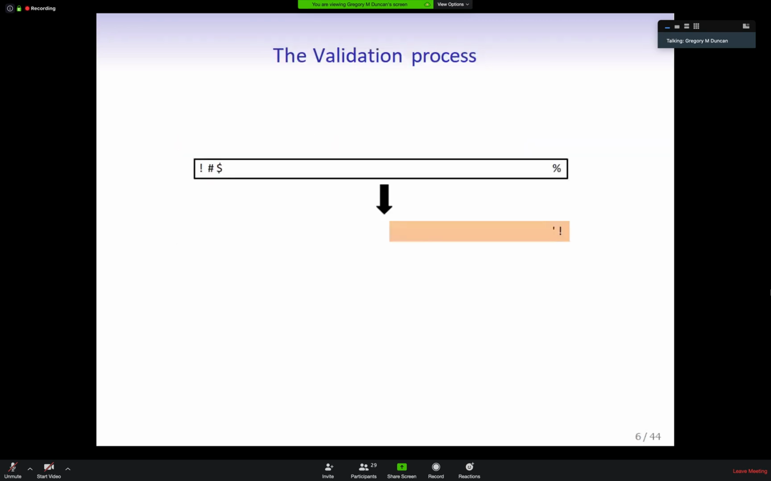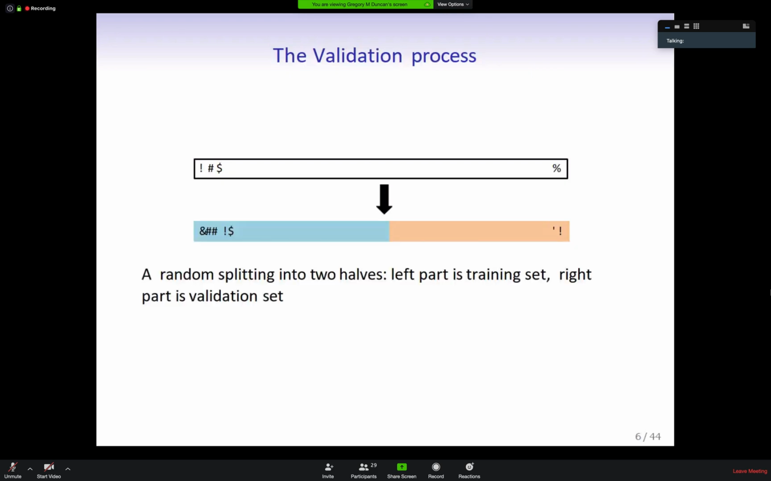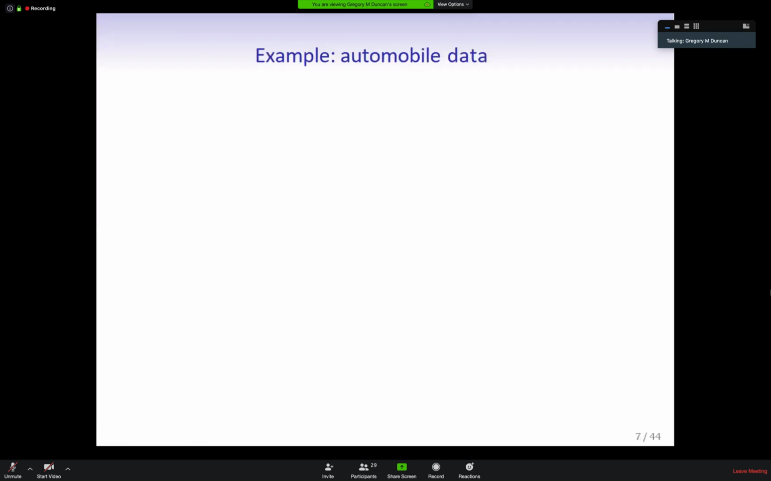Oh, well, something didn't come out right. We take the whole set, that's this here, okay, and we split it into two parts, a validation set and a training set.